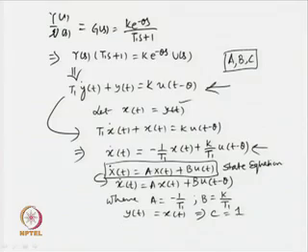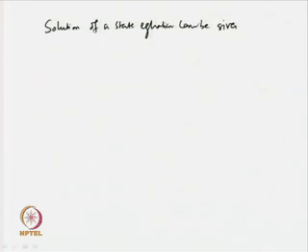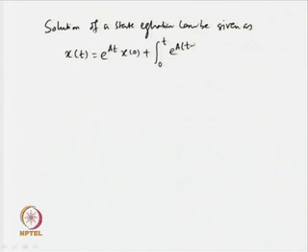Why are we finding it in this form? Because we know the solution of a state equation, which can be given as x(t) = e^(at) x(0) + integration from 0 to t of e^(a(t - τ)) b u(τ - θ) dθ.